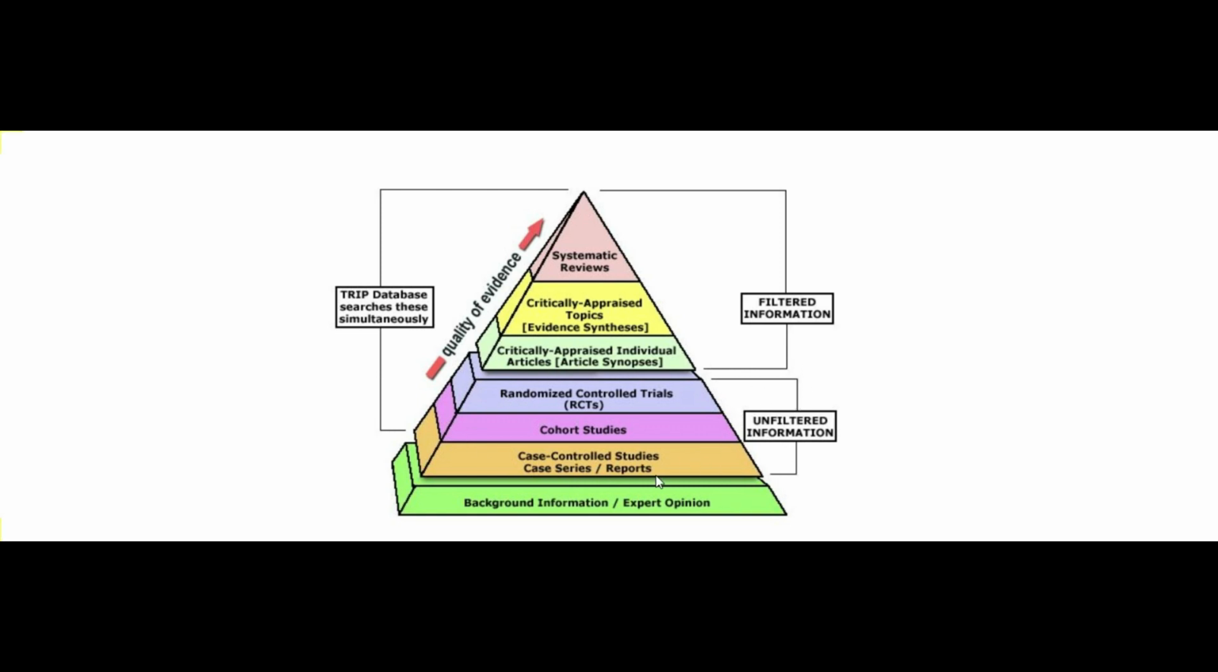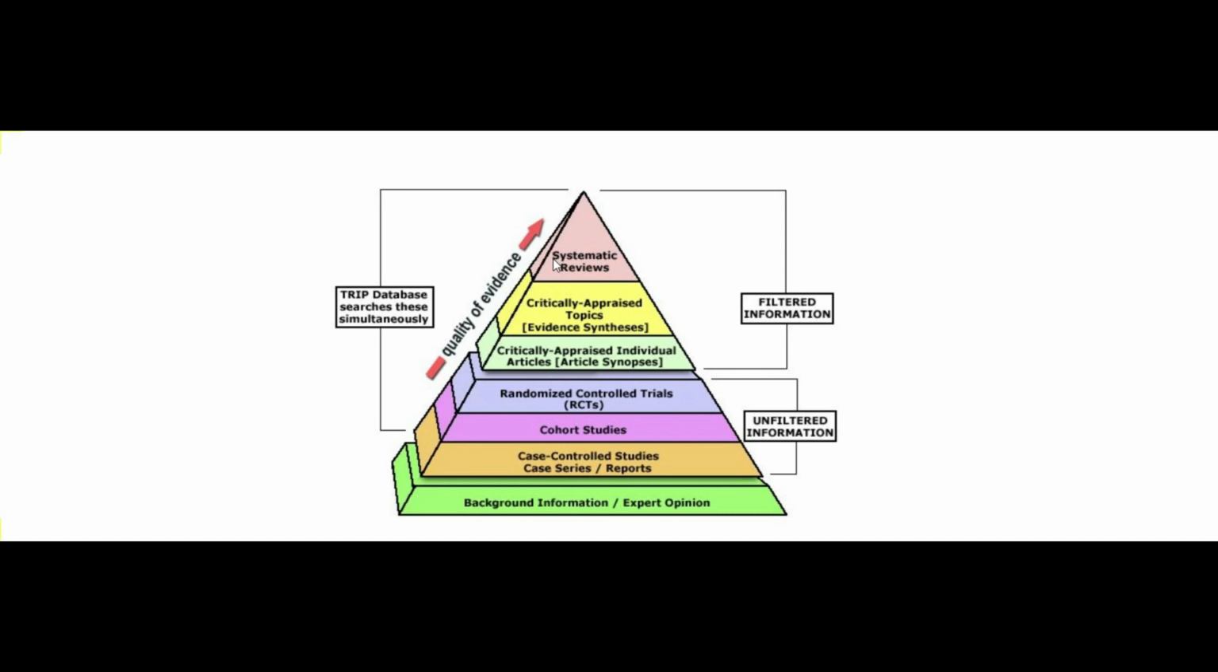So these are the 3 levels of unfiltered information, such as case-controlled studies, case series or reports, followed by cohort studies, and then RCTs, randomized controlled trials. As we go up the pyramid, you can see the quality of evidence is getting better. So the filtered information is the critically appraised individual articles or article synopsis, critically appraised topics or evidence synthesis, and the highest level of evidence is systematic reviews.